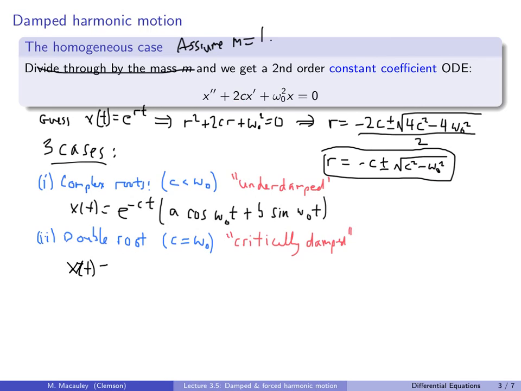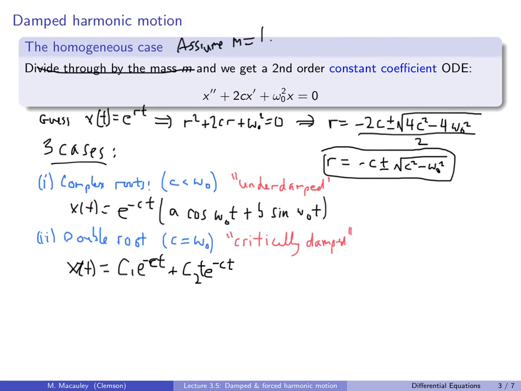x of t is equal to c1 e to the rt. In that case, r is actually equal to negative c, when this is 0. So let me actually write that down. Turn that into a negative ct, plus c2 e to the... actually c2 t e to the negative ct.